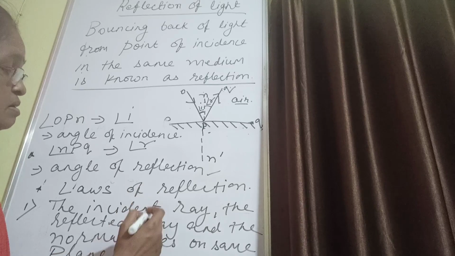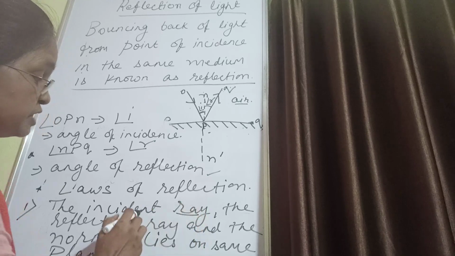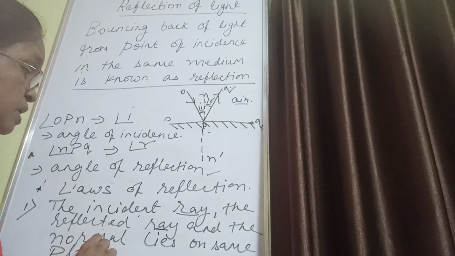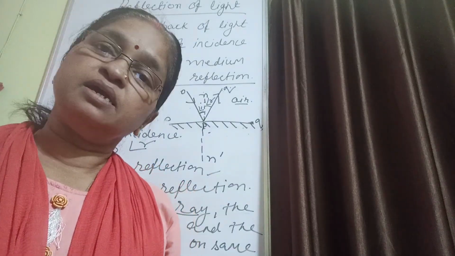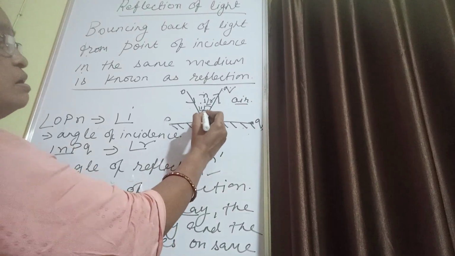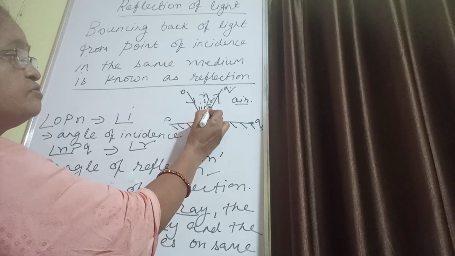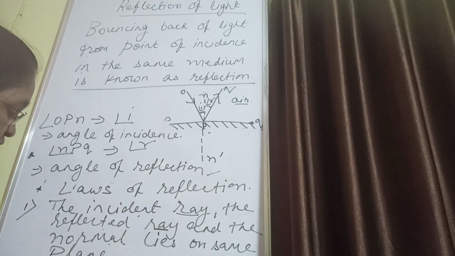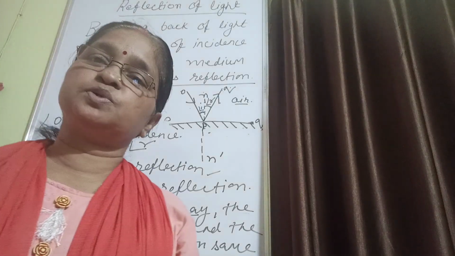So see here, one thing, be careful. I am using ray with incident, ray with reflected, but not with normal. So normal is not a ray, it is only an imaginary line. And the second law is the angle of incidence is always equal to the angle of reflection. If you measure this, then you will find that angle i is equal to angle r. So today up to here we will study.